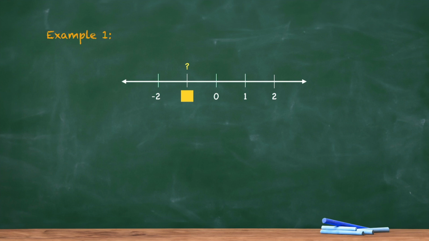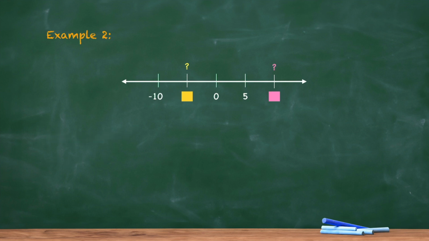In our first example, we are asked to identify a missing number. The first step is to figure out the size of each interval. From 0 to 1, we can see the difference is 1. So, each step on this number line goes up by 1. We are trying to find the number that comes just after negative 2, which means we add 1 to negative 2. Negative 2 plus 1 equals negative 1. So the missing number is negative 1.